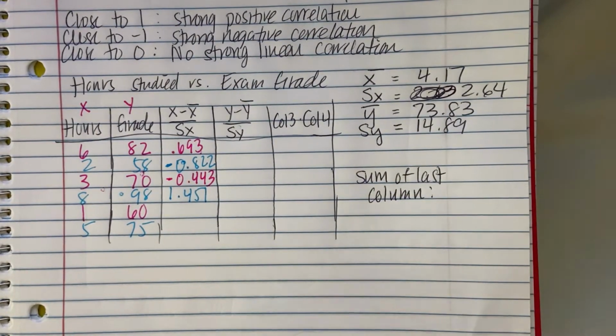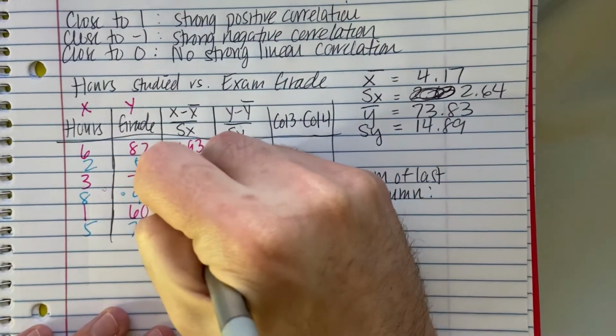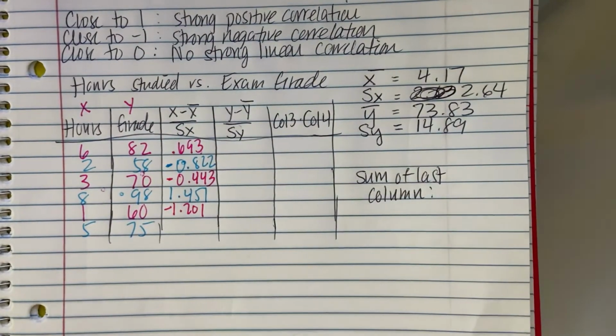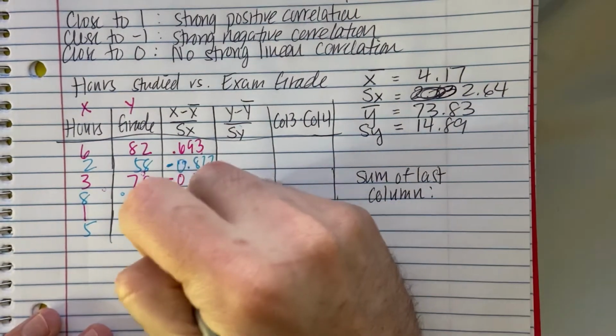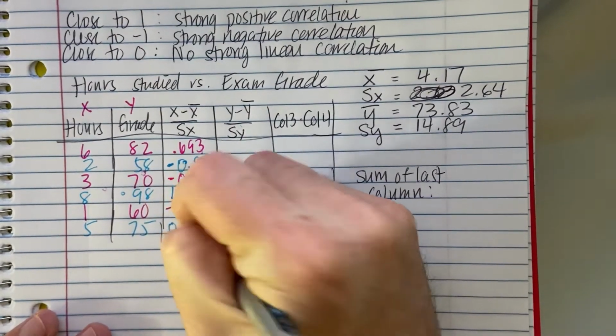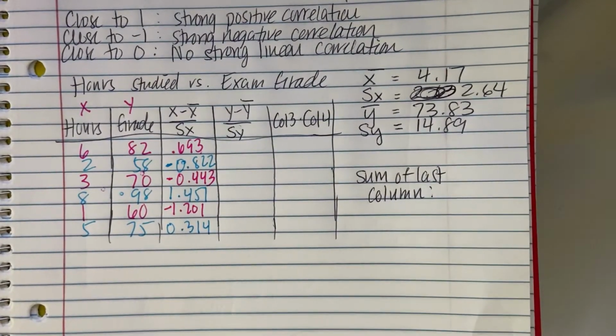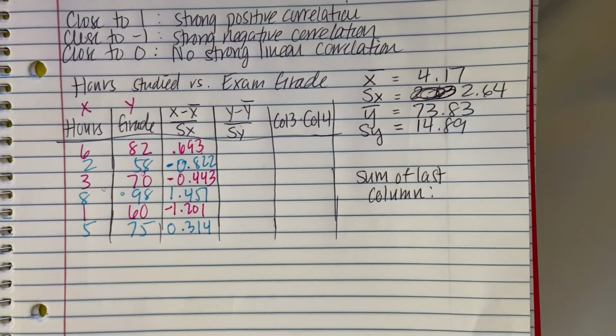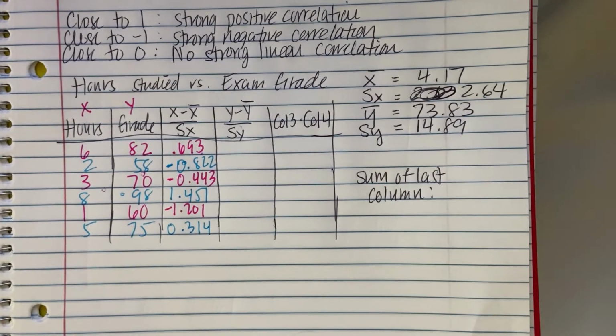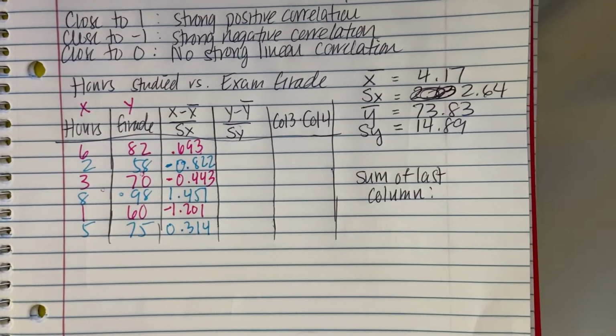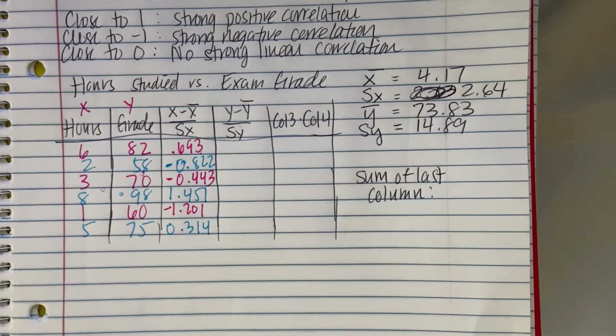Do the same thing for 1. We get negative 1.201 if we round. And lastly, plug in 5: 0.314. So now we have to do all of the same things for y. Y's average was 73.83, and y's standard deviation was 14.89, as you can see to the right side.